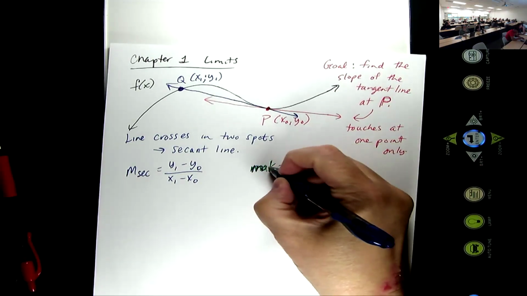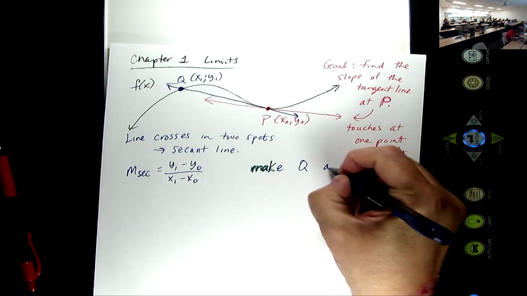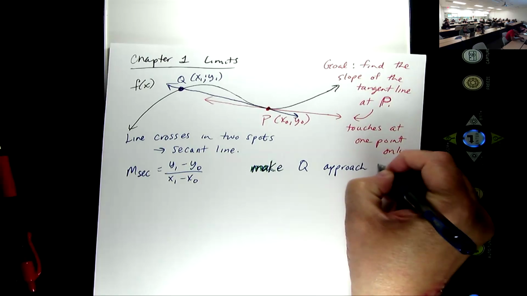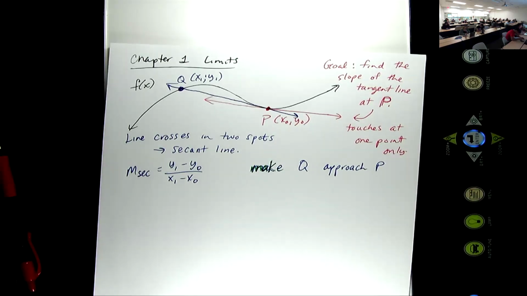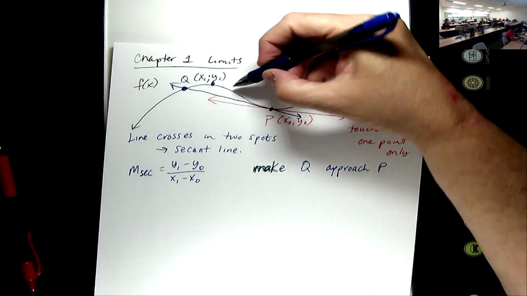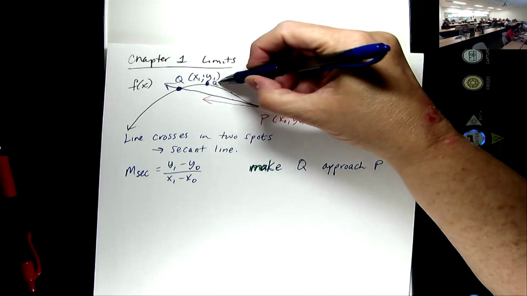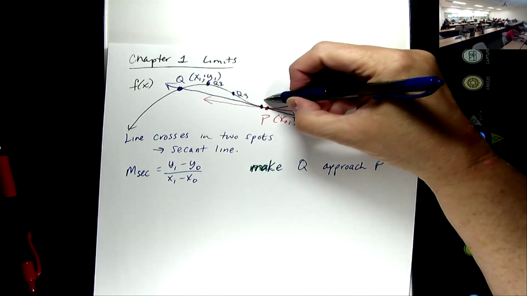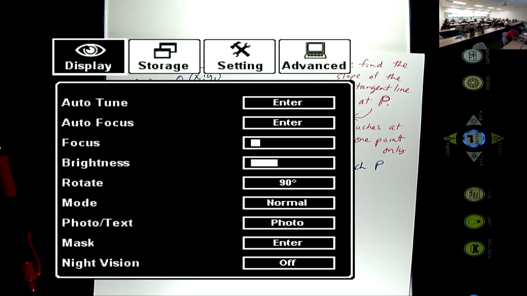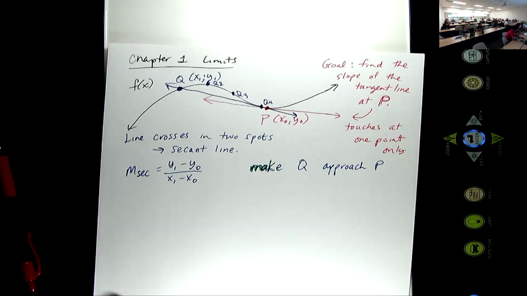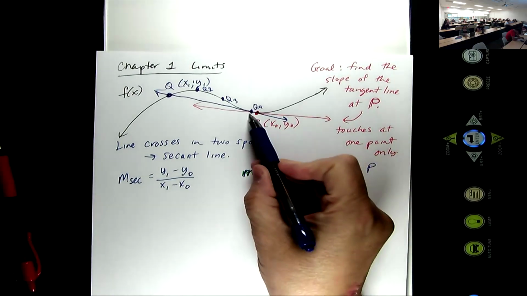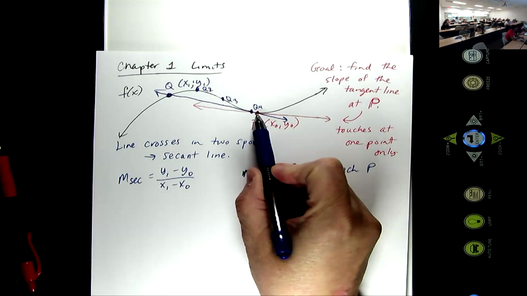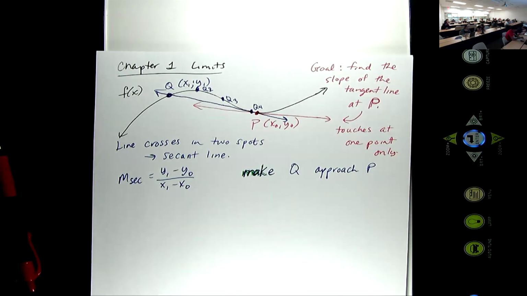Make Q approach P. So Q's here, like Q1, or call it Q2, Q3. Thank you. If Q is super close to P, the secant line is gonna have a slope that's almost identical to the tangent line.